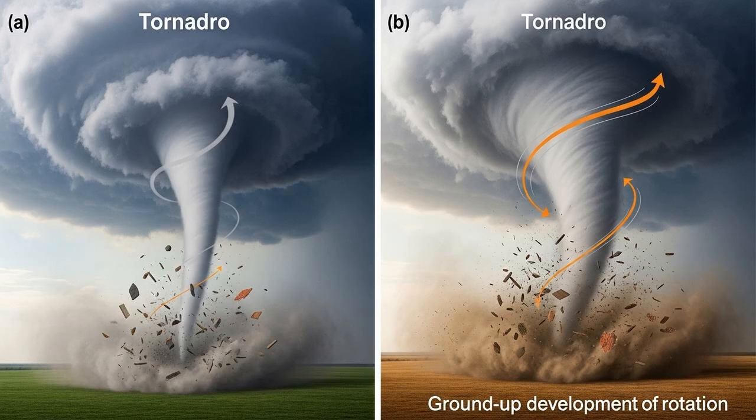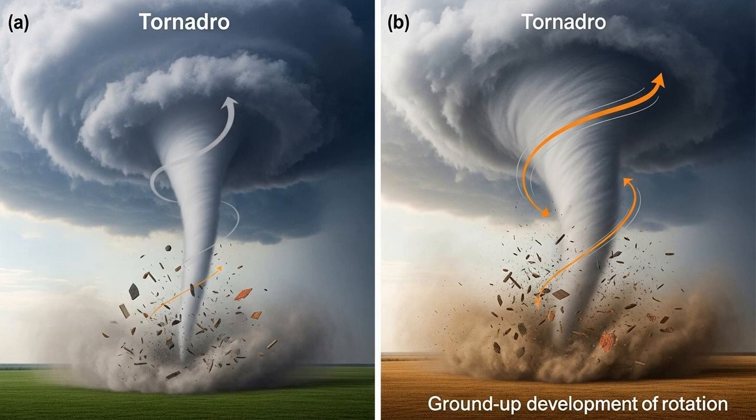For a long time, the prevailing theory was that tornadoes formed from the top down. We imagined a funnel cloud slowly descending from the storm's base until it touched the ground. However, recent research, using high-resolution computer models and advanced radar, suggests that many tornadoes might actually form from the ground up, or simultaneously, all along the column.